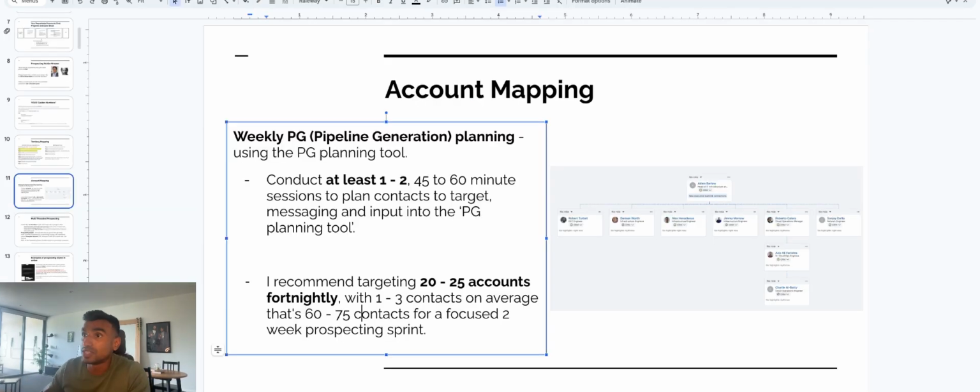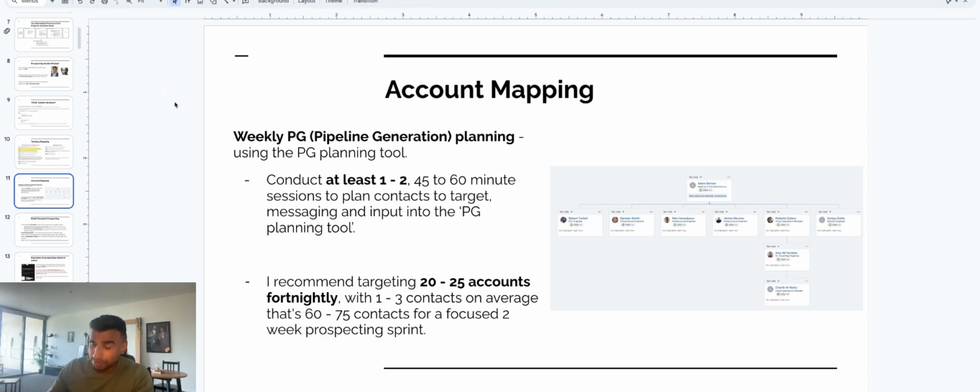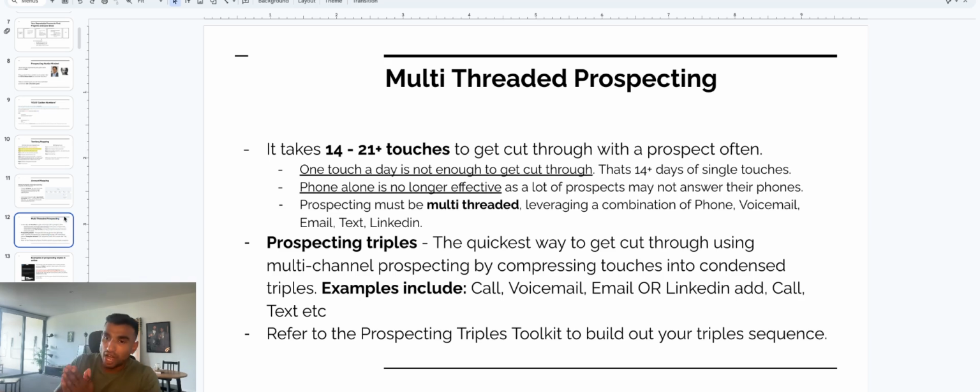So this is how we stay on top of prospecting cadence. Again, this is so important to do because this preparation work is the work that is going to make you effective when it comes to prospecting. Okay, so now that we've done the pipeline generation planning, the PG planning, now what we want to do is start to look at your multi-threaded prospecting.